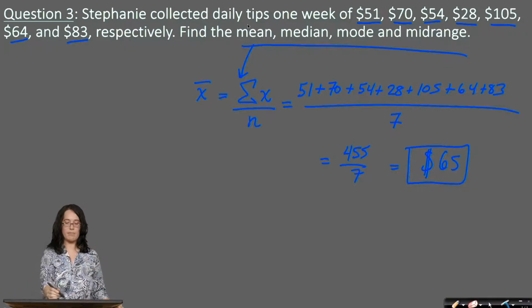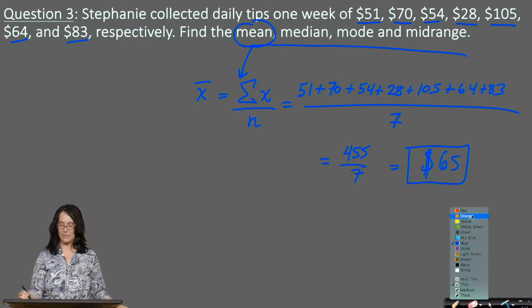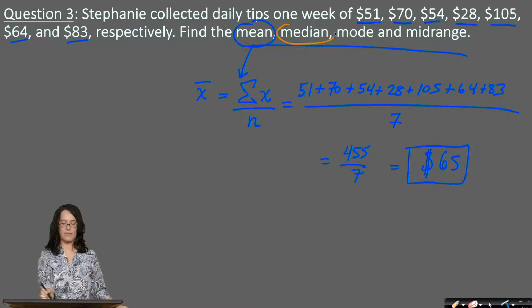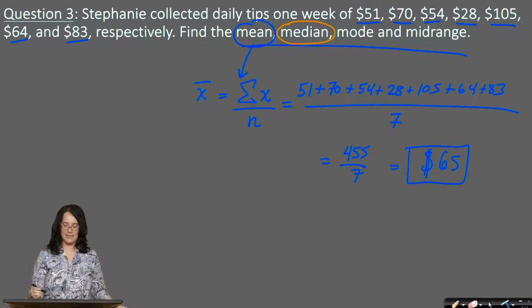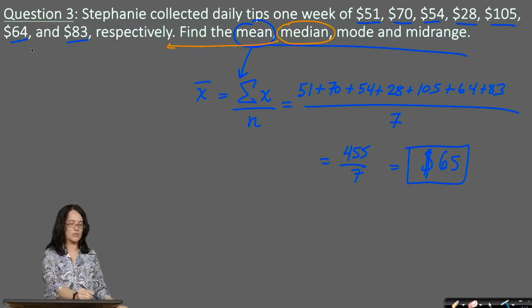Okay, so once we found the mean, do we remember how to find the median? What did we have to do to find the median? How do we find the median? To find the median, we need the middle number. So what's the first step always got to be? That's right. To find the median, you have to sort from low to high.